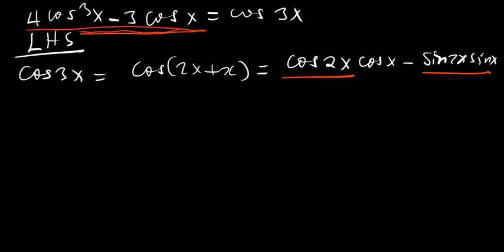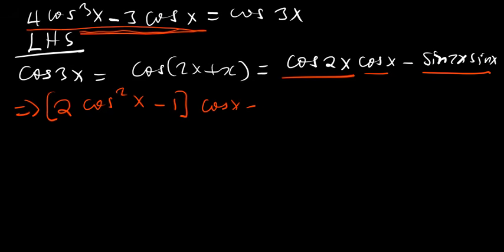So therefore, 2 cos 2x can be replaced with 2 cos squared x minus 1. That's what we said. Now, because there is another cos here, I'll put it here just the way it is. Cos x minus sin x, sin 2x. Sin 2x has got only one identity, which is 2 sin x cos x. Then I also have sin x outside.